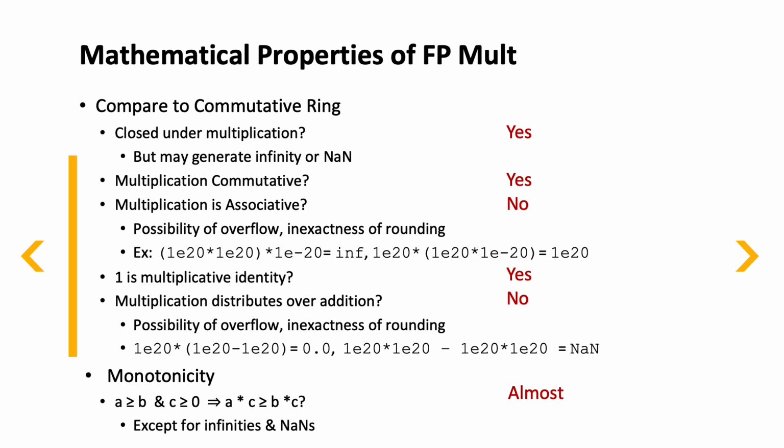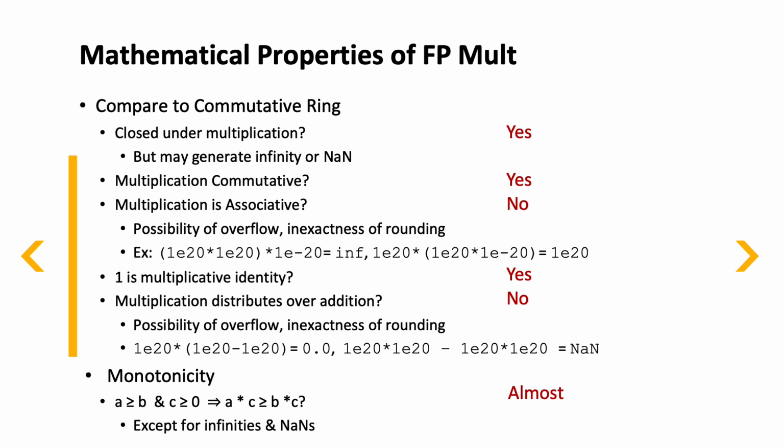Yes, but it may generate infinities or not a numbers. Is multiplication commutative? Yes. Associative? No, for the same reasons, right? We have different examples here, but it's the same idea. We might overflow. We might add some inexactness because of rounding, and so associativity breaks down under multiplication as well. 1 is the multiplicative identity, just like 0 is the additive identity.